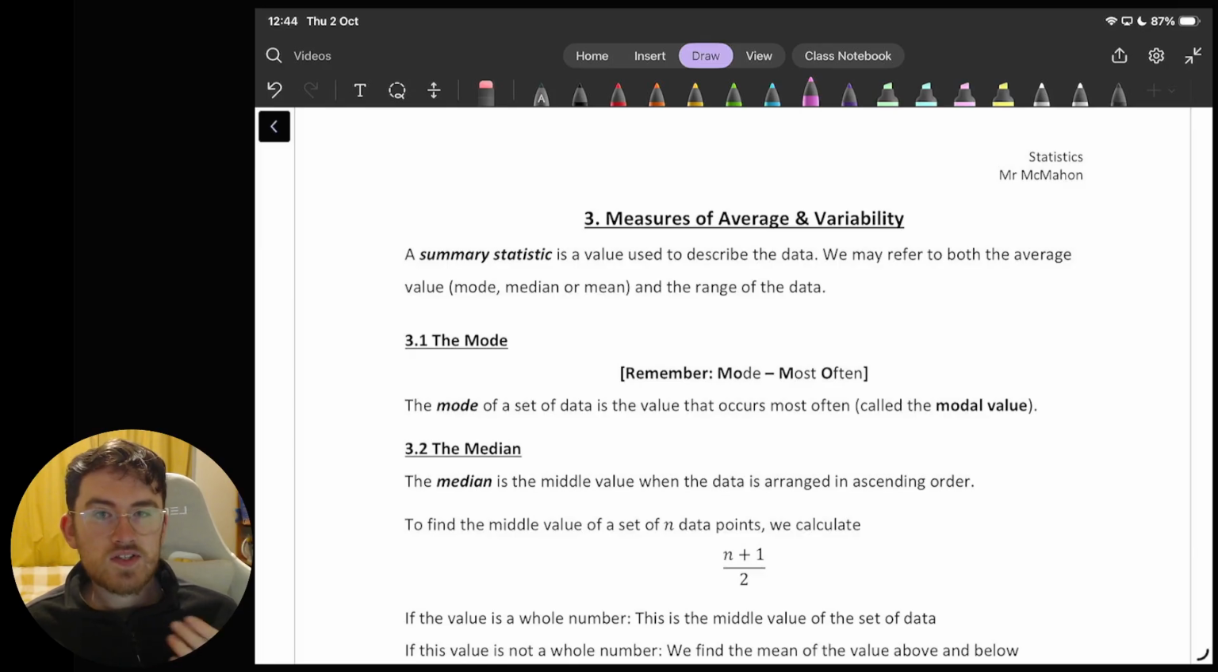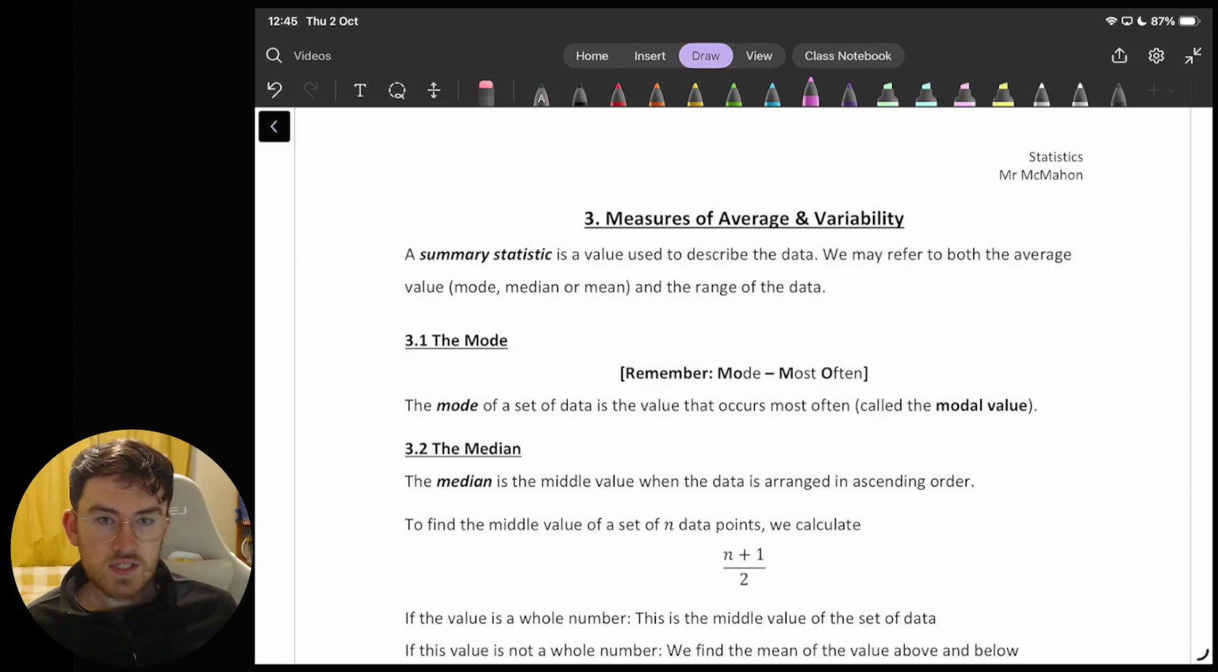And these are what we call summary statistics. A statistic is a piece of information about the data, and a summary statistic is a value that we can use to describe the data. So we look at averages, of which we have three, and we're also going to look at the range, which is a measure of the variability. So how varied is our data? Our three averages are the mode, the median, and the mean. It's important to have an understanding of all three, and we're going to look at in what situations one would be more useful than the other.